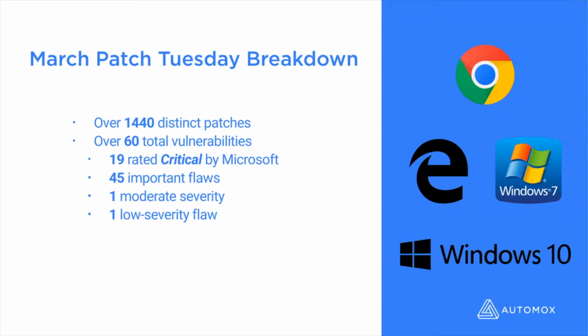Okay, so we'll talk about a breakdown of Patch Tuesday. What was released by Microsoft? 1,440 distinct patches were released in this Patch Tuesday release in March. 60 of those are actual vulnerabilities. 19 of those vulnerabilities are critical, which means remote execution or some sort of elevation of privileges could be exploited within those vulnerabilities. 45 have important flaws within them, and then 1 of them is moderate and 1 of them is low, which means they are vulnerabilities that can be exploited, but they're a little bit more difficult for the actual hacker to exploit.